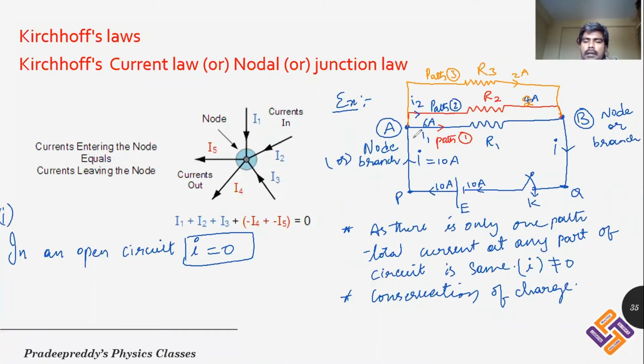So remember, wherever there is a nodal point, current division takes place. And current division takes place in such a way that however much current is entering the nodal point, that much current will be divided into parts, because there are more paths: path 1, path 2, path 3. Current entering A gets divided into 3 parts, and each part travels through one single path.